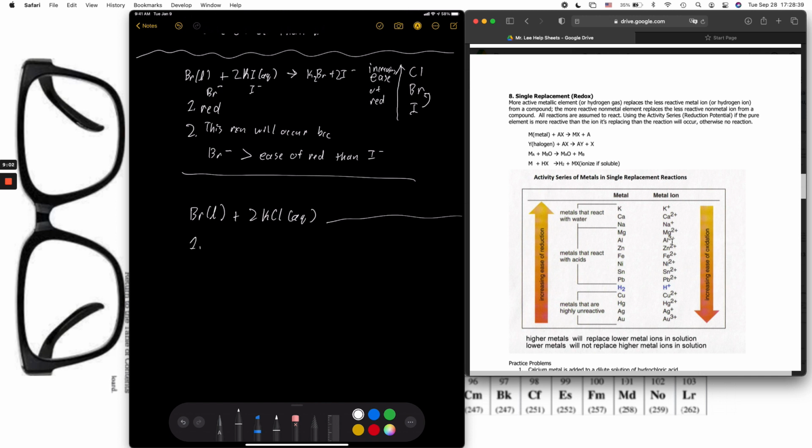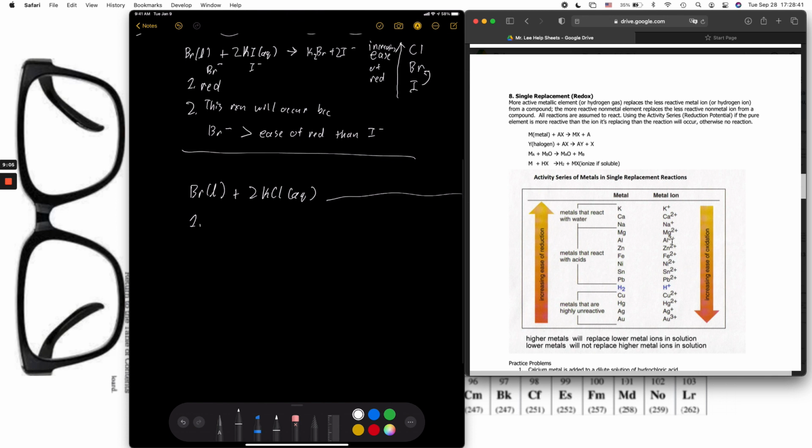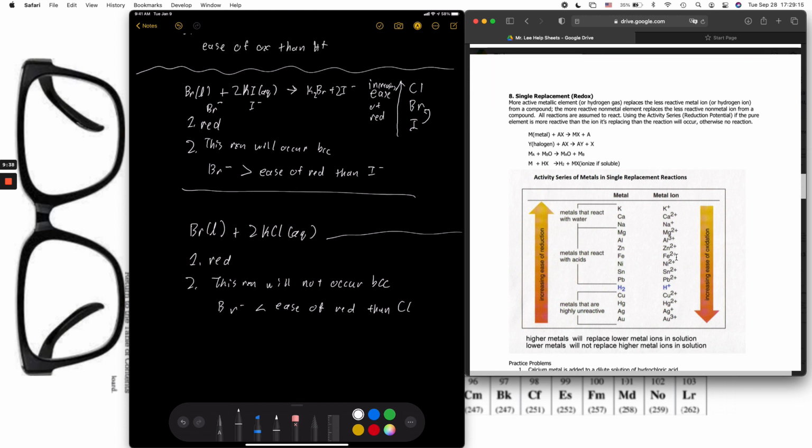If you said 1, this is our reduction, because you can see that these are both minuses, and these Cl minus, Br minus, they want to gain those electrons, they want to be reduced. And then you said this reaction will not occur because Br minus has a less ease of reduction than Cl. Cl wants to stay there. It has a greater ease of reduction.